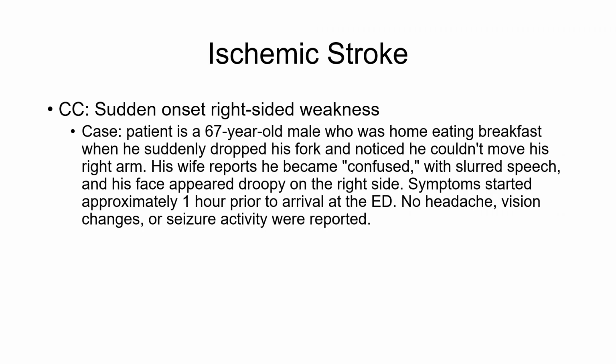Chief complaint is of sudden onset right-sided weakness. Patient is a 67-year-old male who was home eating breakfast when he suddenly dropped his fork and noticed he couldn't move his right arm. His wife reports he became confused with slurred speech and his face appeared droopy on the right side. Symptoms started approximately 1 hour prior to arrival in the ED. The patient has no headache, vision changes, or seizure activity.